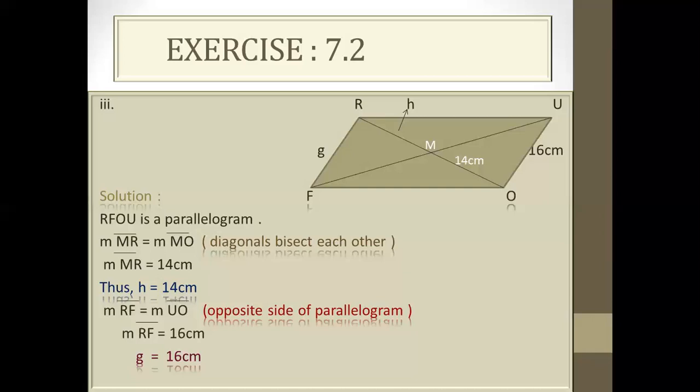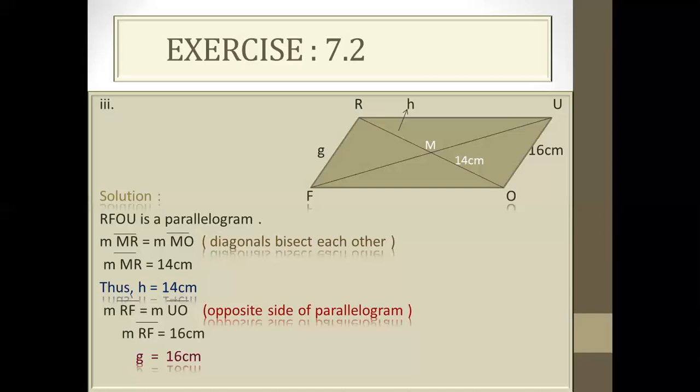Now is the turn of H, and you see that H lies on the diagonal of the parallelogram. Two diagonals are there, OR and FU. But we learned that the diagonals bisect each other. Bisect means they divide the diagonals into two equal parts. And you see in the diagram, M is the midpoint of these diagonals. M lies in between the diagonals.